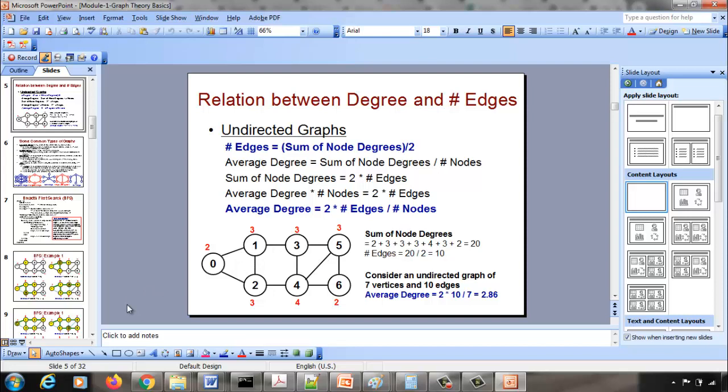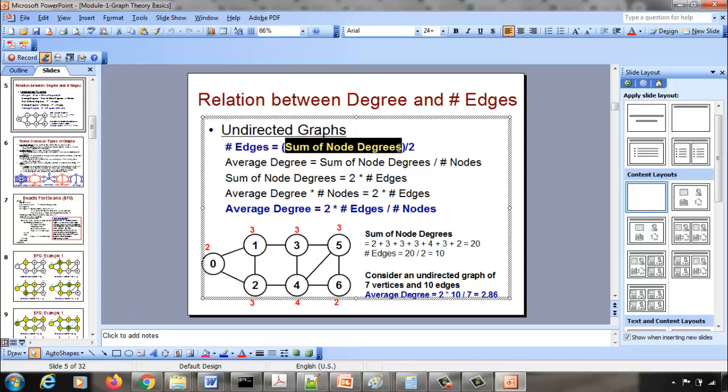You could do that. But from a network science, graph theory point of view, you could use this relationship between the node degrees and the number of edges. So this is a relationship: the sum of the node degrees divided by 2 will give you the number of edges in an undirected graph.